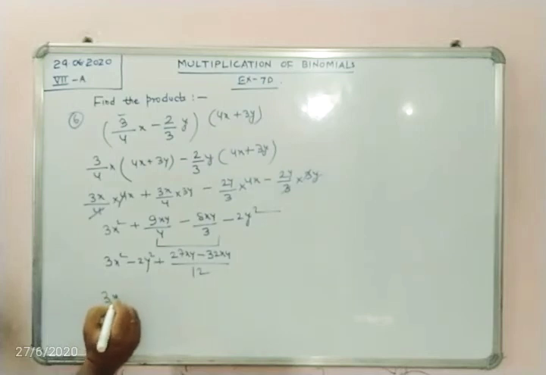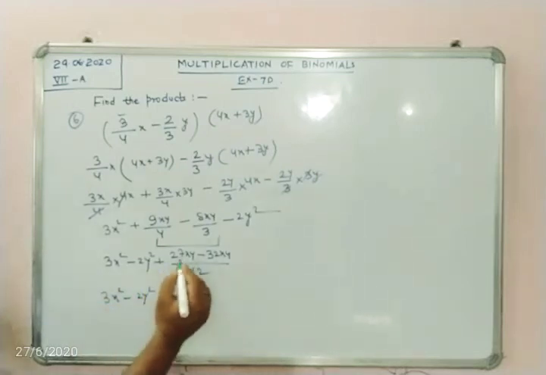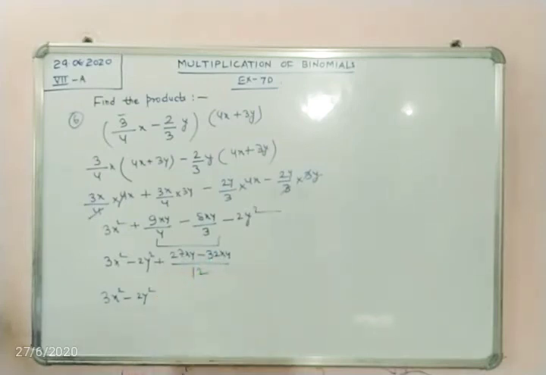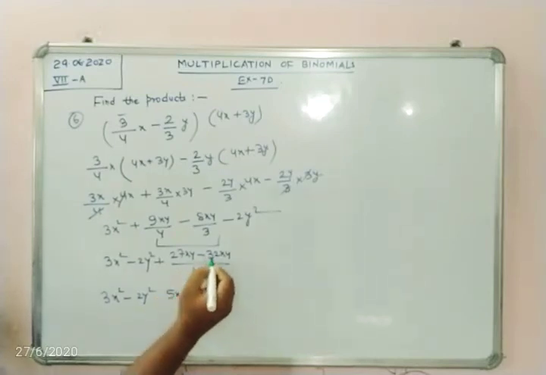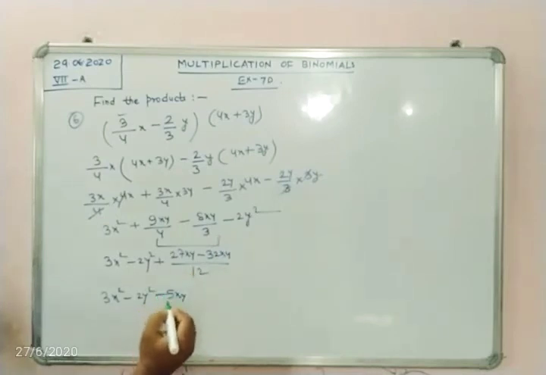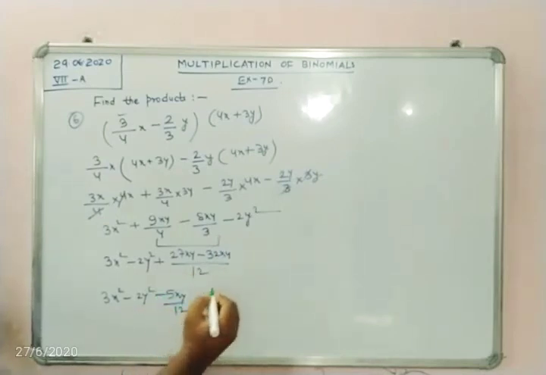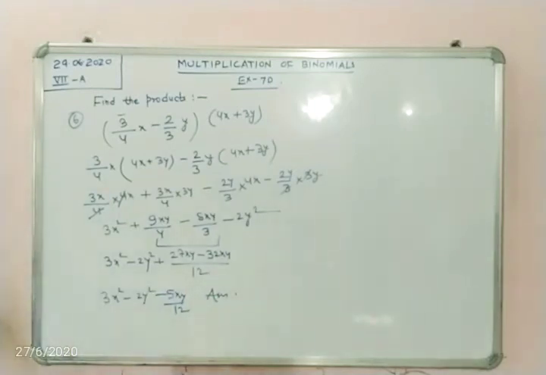So students, I am going to write 3x square minus 2y square, here plus minus minus, that means 27xy minus 32xy, that means this will give you 32 minus 27, 5xy. Sign will be of the greater, so minus 5xy by 12. So this is your product and answer of question number 6.